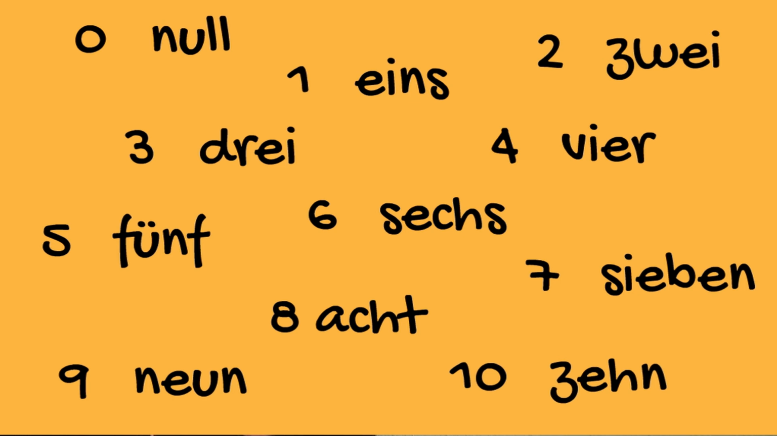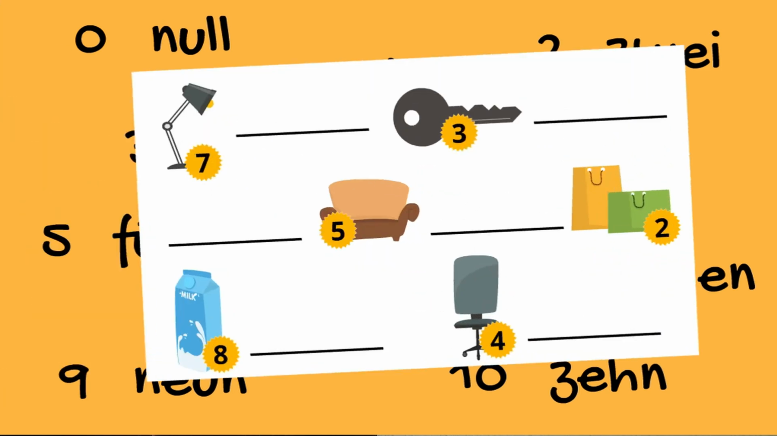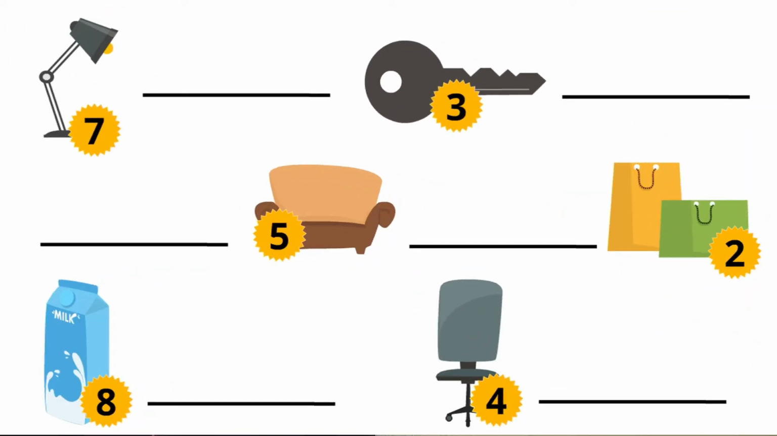And now you're ready to really start counting things. As usual, I will do one example for you, the rest you can try to do by yourself. As always, pause the video whenever you want to think about your answer, because we're starting right now. Lampe, 7, 7 Lampen.